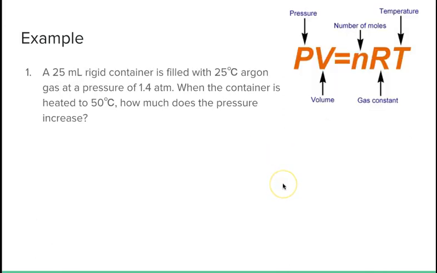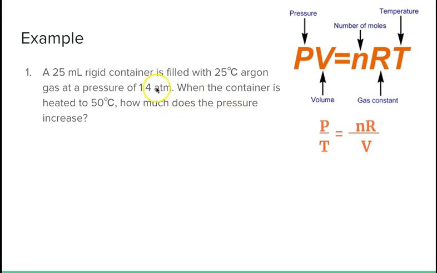Let's look at an example where our conditions are changing. The same kind of situation: a 25 milliliter rigid container filled with our argon gas at the same pressure, but now we're going to change the temperature. We're going to heat it up to 50 degrees. So we're going to double the temperature. How much does the pressure increase? You may be tempted to say that it's going to double, but remember that our temperature is always in Kelvin. So let's actually go ahead and figure this out.